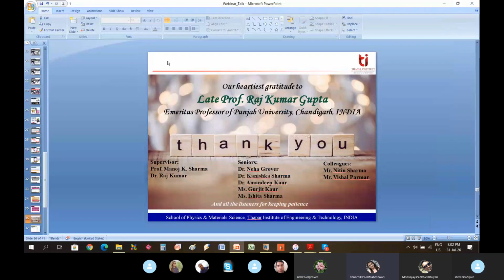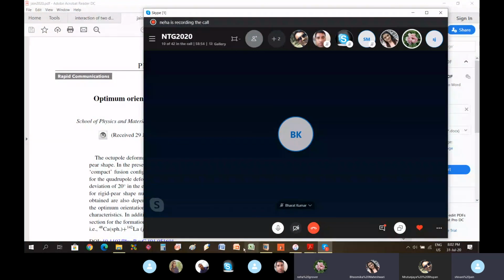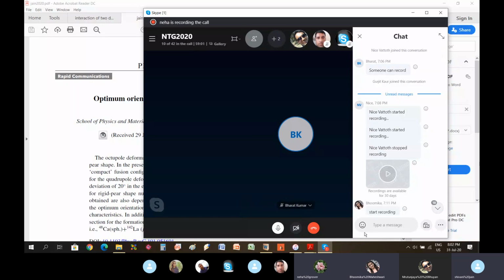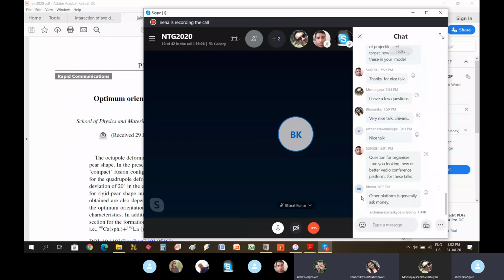Neha, you can read the chat box. Professor Suresh is asking some question in general to the organizers. He's asking about a new or better video conference platform other than Zoom. Is he asking about Zoom or something else? Gmeet. Yeah, Zoom has 40 minutes of free time. After that, we need to pay. But I think GMeet can replace Zoom meetings very soon in future.